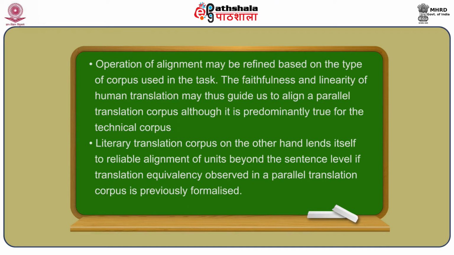The faithfulness and linearity of human translation may guide us to align a parallel translation corpus, although it is predominantly true for the technical corpus. A literary parallel translation corpus, on the other hand, lends itself to reliable alignment of units beyond the sentence level if translation equivalency observed in a parallel translation corpus is previously formalized.